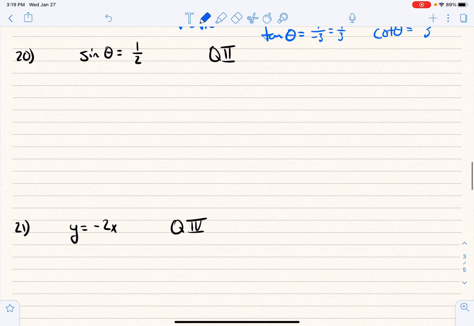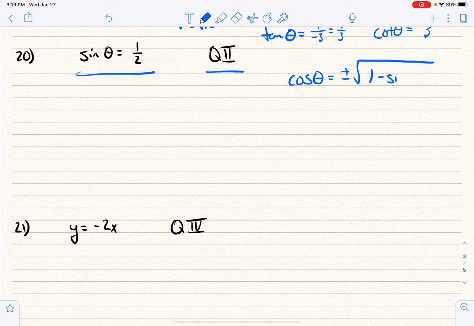Number 20 says, we've got the sine of theta is 1/2, and we're in quadrant 2. This one doesn't actually specify whether you have to do it by identities. It just says: find the remaining trigonometric functions of theta if sine theta is 1/2 and theta terminates in quadrant 2. This one, I say let's use identities. Cosine theta is equal to plus or minus the square root of 1 minus sine squared theta.